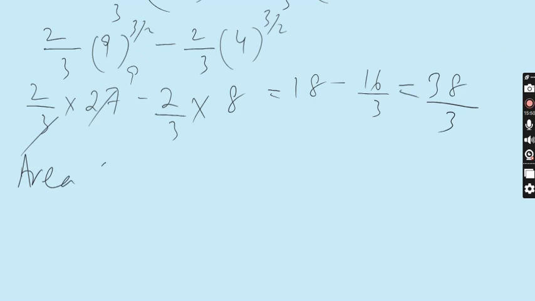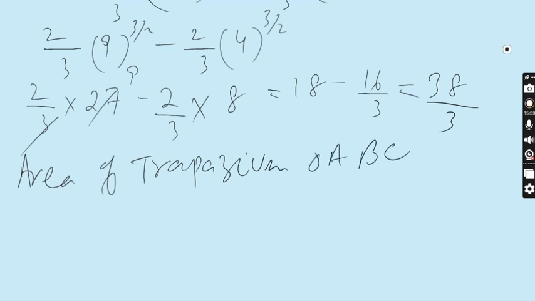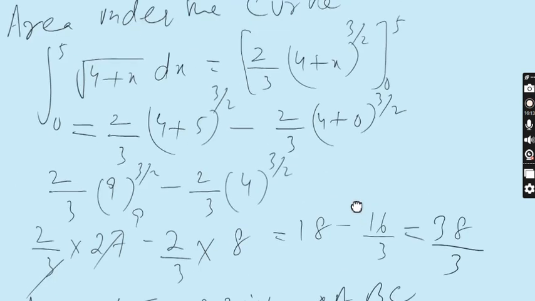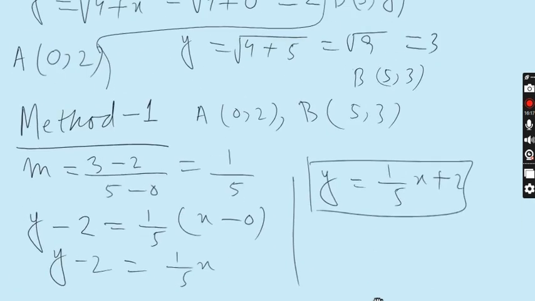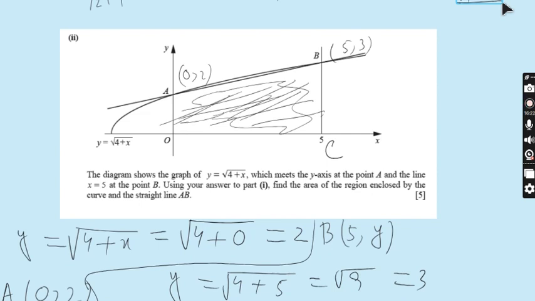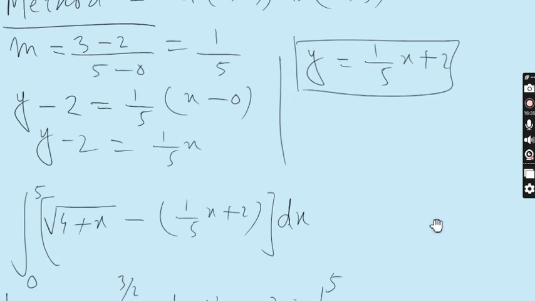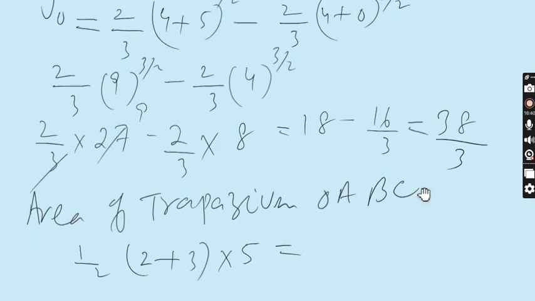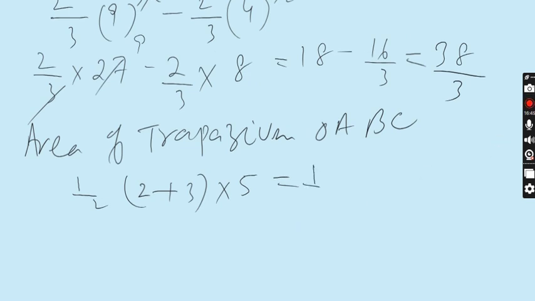Area of trapezium OABC. The formula for the area of a trapezium is half the sum of parallel sides, that is 2 plus 3, multiplied by height. Height is 5. You can see what is 2, what is 3. This OA is 2, this BC is 3, and this OC, which is the height, is 5. So very easy. One upon 2, 2 plus 3 is 5, 5 5s are 25, 25 upon 2.